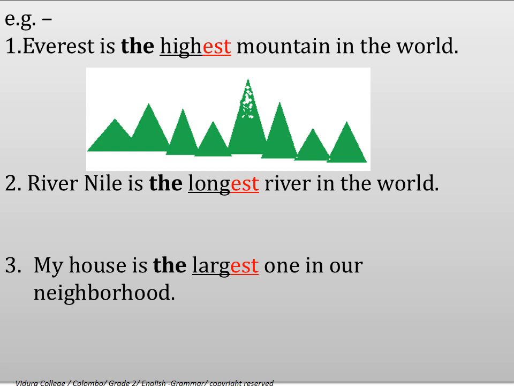Now, let's make some sentences using superlative adjectives. Everest is the highest mountain in the world. River Nile is the longest river in the world. My house is the largest one in our neighborhood. Did you realize that "the" is being used just before all the superlative adjectives? The highest, the longest, the largest.